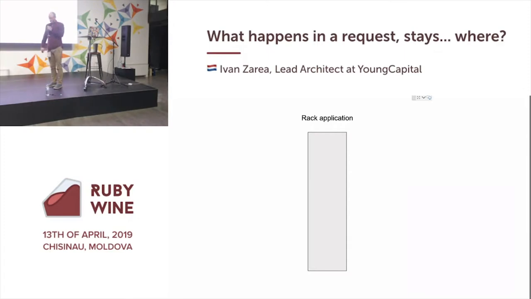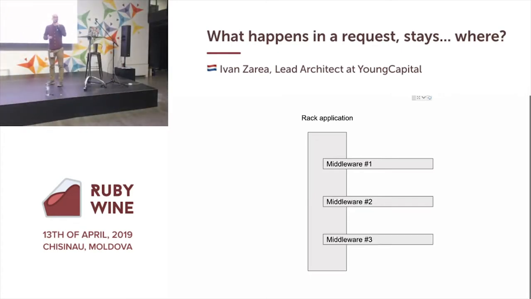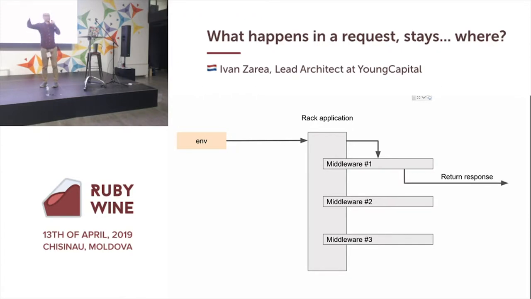Well, Rack comes with a couple of things. Rack comes with an idea that they implemented there called middlewares. For any Rack application, you can add a bunch of middlewares in, and the environment will be passed from one middleware to another one. Any middleware is able to either pass it to the next middleware, so continue the request, execute a bunch of stuff, continue the request, or return a response immediately. Here's how it works.